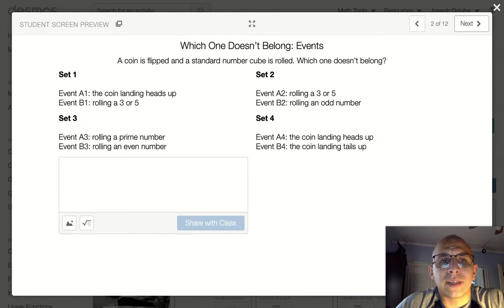So in this case, a coin is flipped and a standard number cube is rolled. Which one does not belong? Try to consider some probability aspects you might consider in these different four sets.